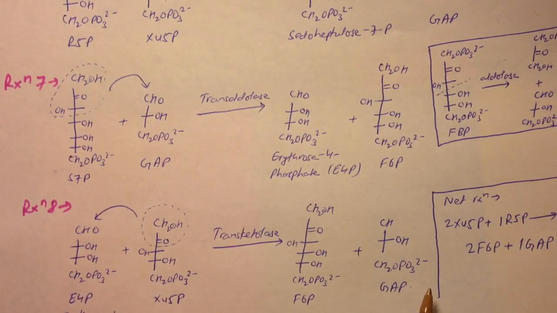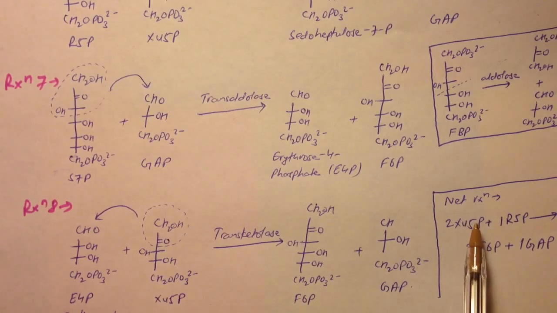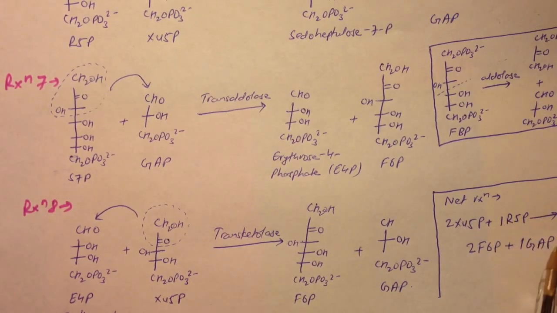So the net effect of stage number 3 is that 2 xylulose 5-phosphate and 1 ribose 5-phosphate combine to make 2 fructose 6-phosphate and 1 glyceraldehyde 3-phosphate. So this is stage 3, the transaldolase and transketolase reactions.